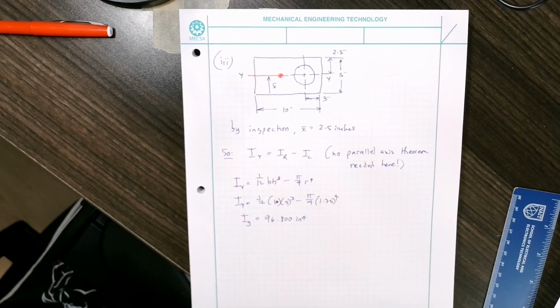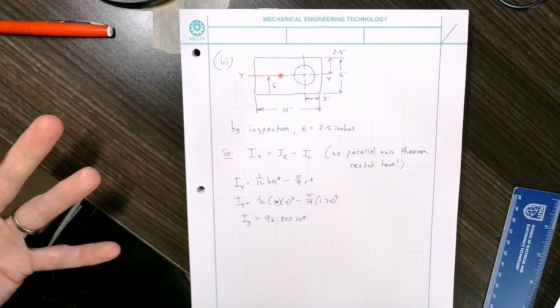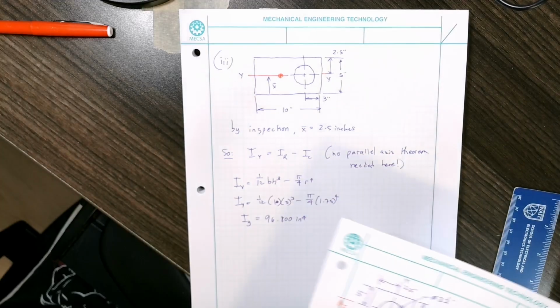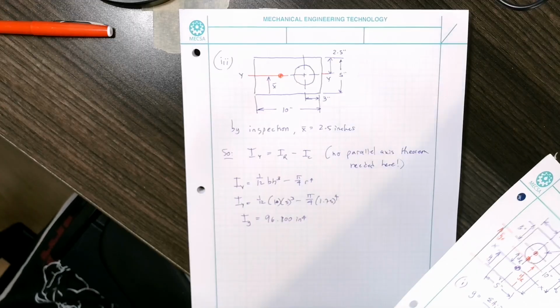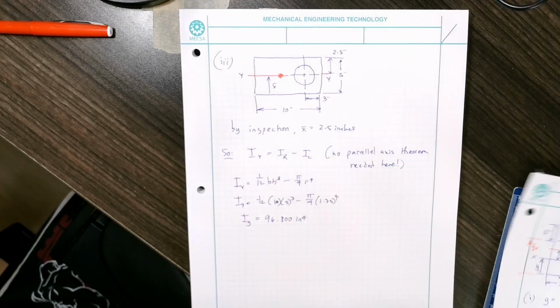That's the moment of inertia about a vertical axis. Much easier than the other one because there's no need for a centroidal axis determination. You just observe it, and there's no need for the parallel axis theorem. So, okay, that's the two together.